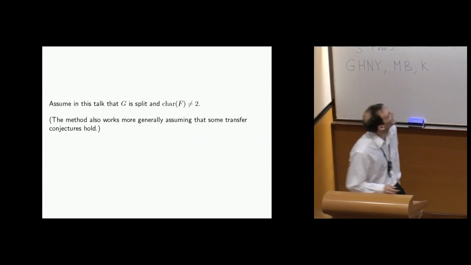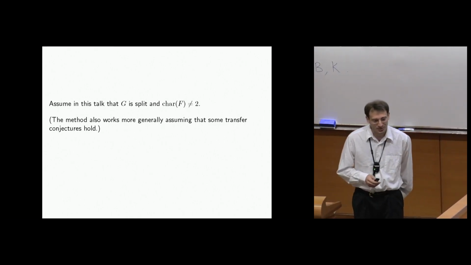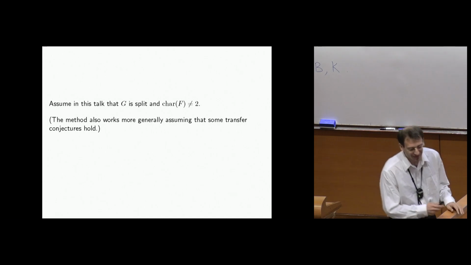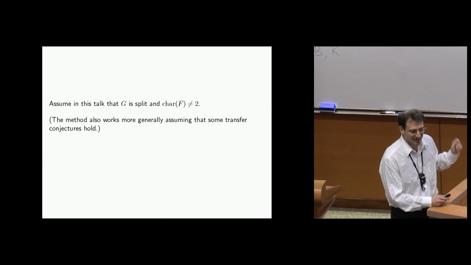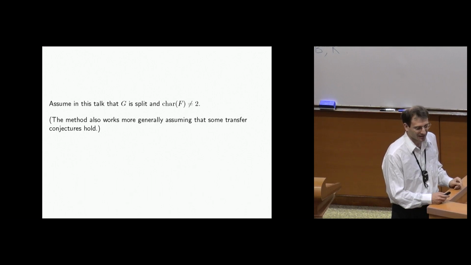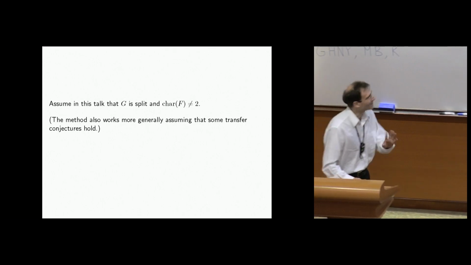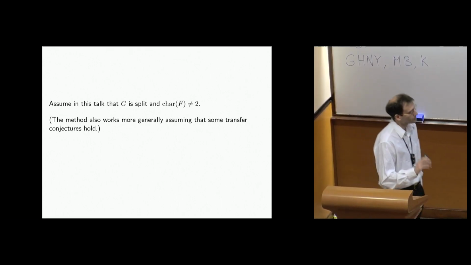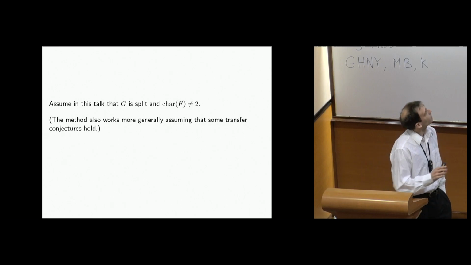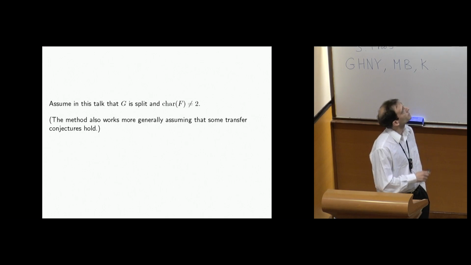Well, we'll see. So assume that G is split and the characteristic is not two. There'll be a slide about theta 10 later. Let's wait one or two slides. So we assume G is split and characteristic not two. There are things to say if it's non-split or non-quasi-split.